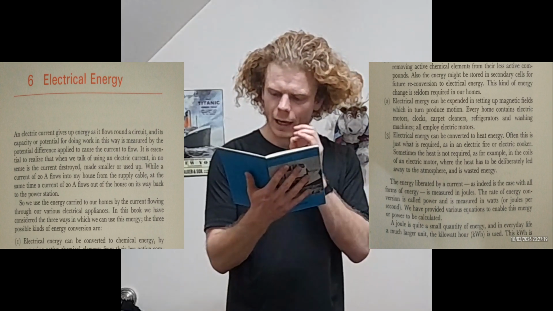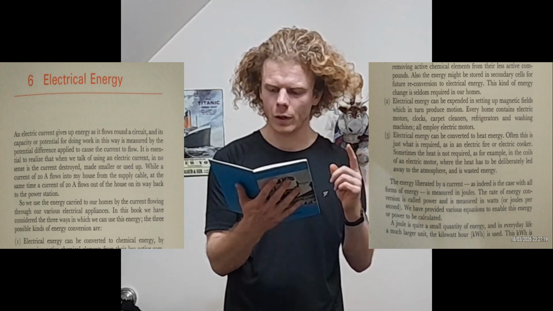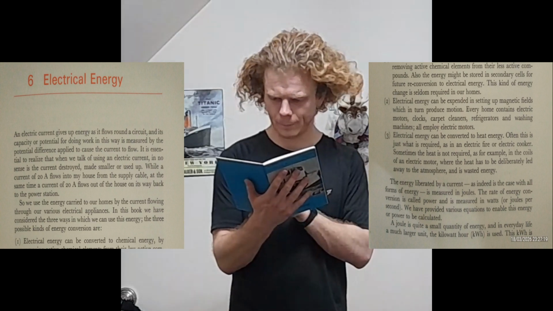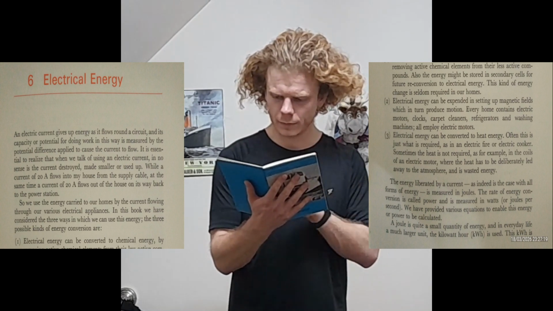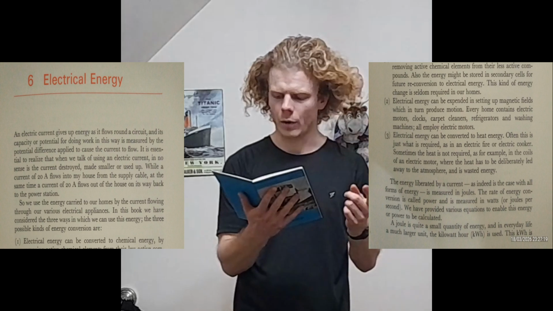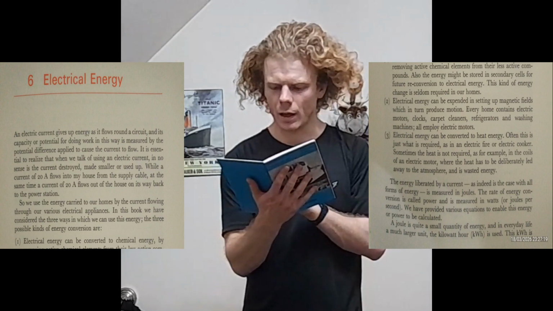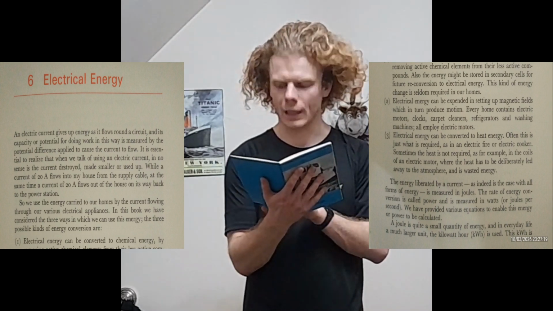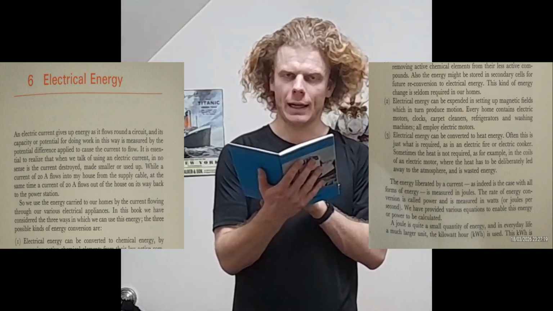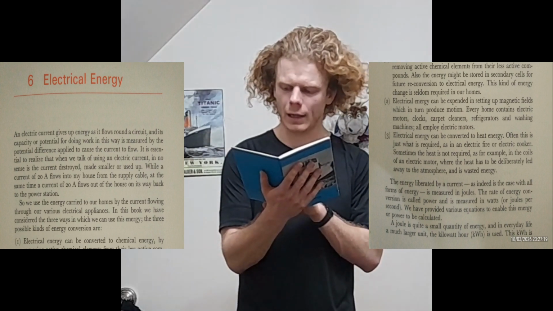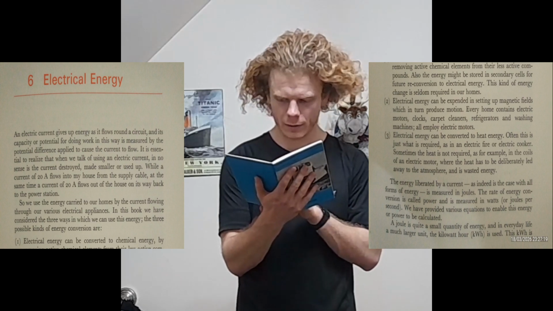So we use the energy carried to our homes by the current flowing through our various electrical appliances. The energy is carried out, and the amount which was carried out is what has gone through it. In this book, we have considered 3 ways in which we can use this energy. The 3 possible kinds of energy conversion are: number 1, electrical energy can be converted to chemical energy by removing active chemical elements from their less active compounds.